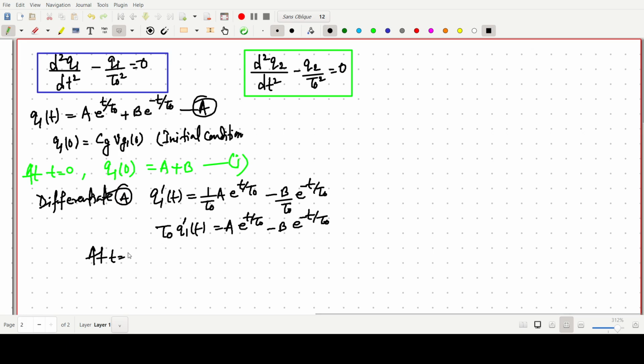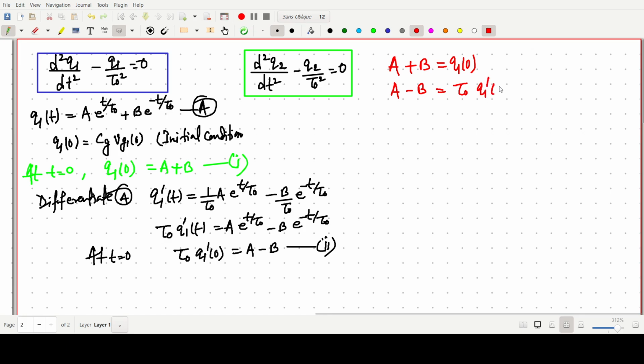Again, if we assume that at T equals to 0, the value will be tau naught Q1 dash 0, A minus B. So this one is the second equation. Okay, now there are two equations. A plus B equals to Q1 0, and another expression, A minus B equals to tau naught Q1 dash 0.